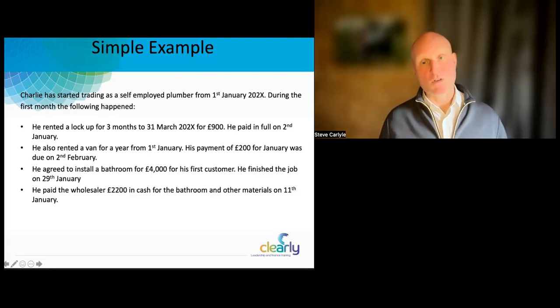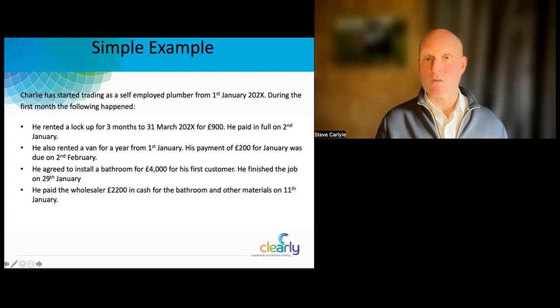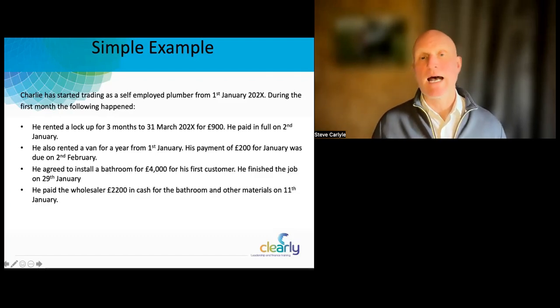And also in January, he had a couple of other expenses. He had to pay for his petrol. He paid £100 for petrol that he used in the van to get backwards and forwards to the wholesaler, backwards and forwards to the job. And lastly, he paid £50 advertising.